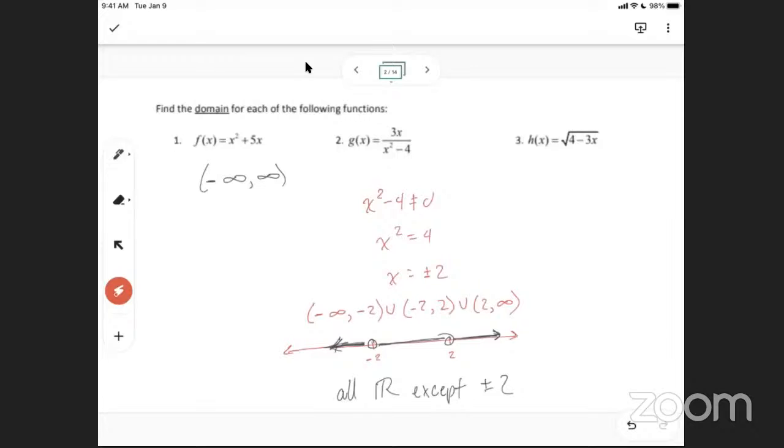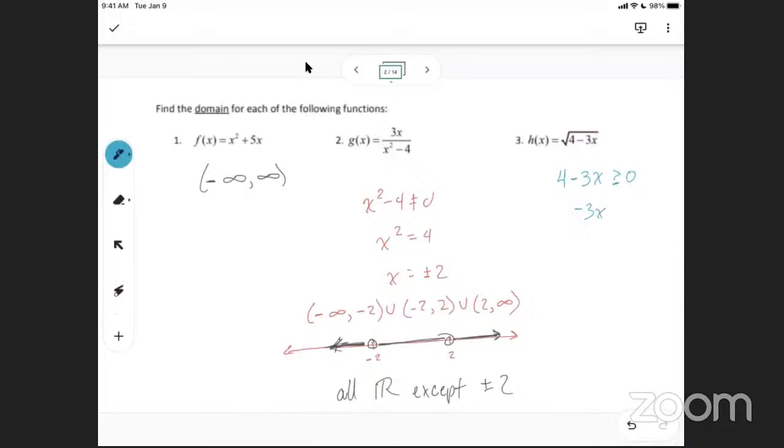Okay. This last one, classic square root function. Well, what are you not allowed to do? What's the taboo in square roots? What are you not allowed to take the square root of? A negative number. So this is slightly different. What I'm going to write here is that 4 minus 3x has to be greater than or equal to 0. Because whatever's inside here has to be positive, or non-negative, I should say. It can be 0. So now just solve this inequality.